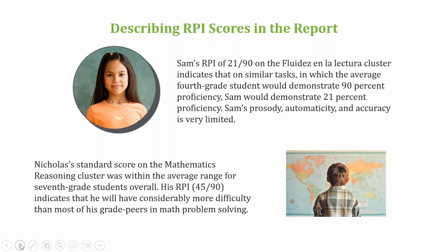And then Nicholas's standard score on the math reasoning cluster was within the average range for 7th grade students overall, but his RPI, 45/90, indicates that he will have considerably more difficulty than most of his grade peers in math problem solving. So again, looking deeper at the task demands associated with that math problem solving will also provide you with a deeper understanding of where Nicholas is struggling.